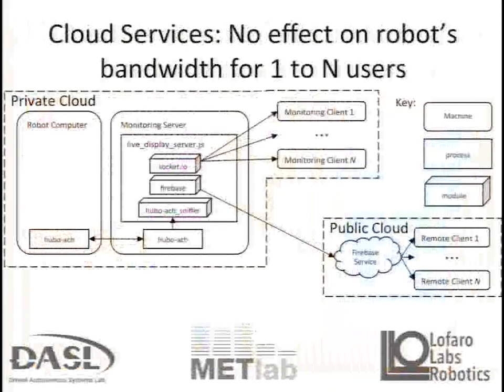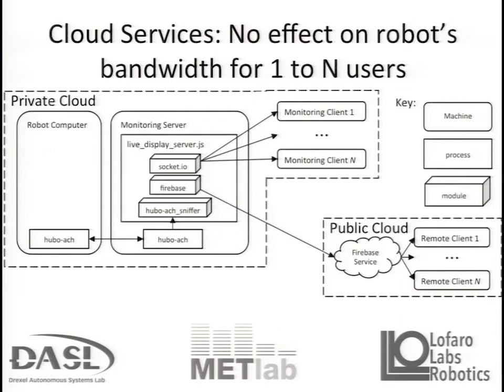Well, we run it on the cloud. Two clouds, in fact. We have a private cloud and a public cloud. The private cloud is the robot's network. We have a process-based system in which all the states get sent off to one main computer on the robot's server, and then when anyone wants to check that, they simply talk to this desktop-based, server-based system, so it does not affect the robot's bandwidth.